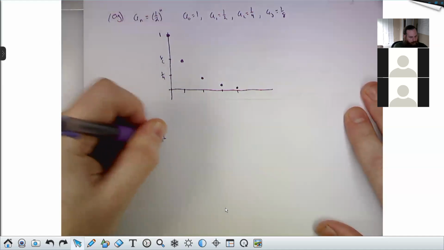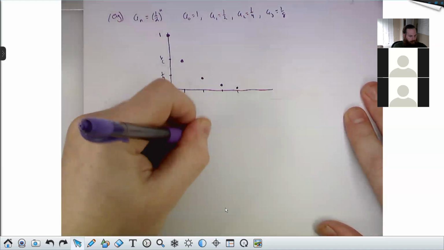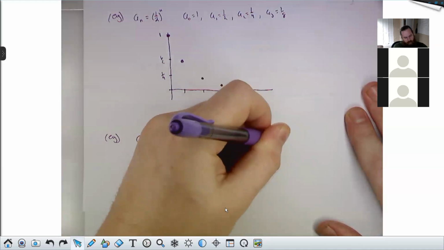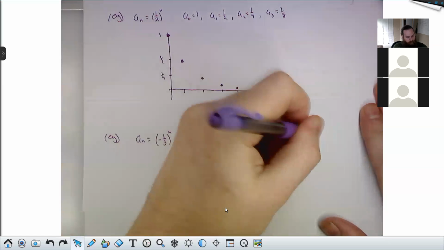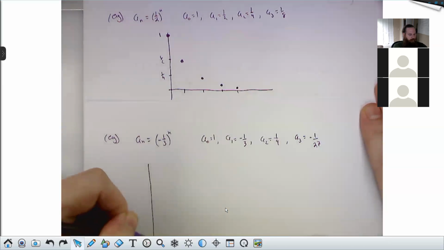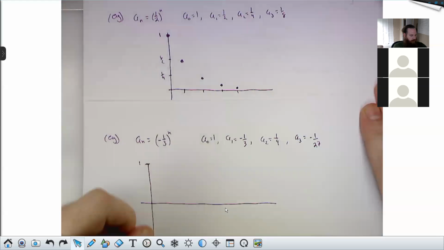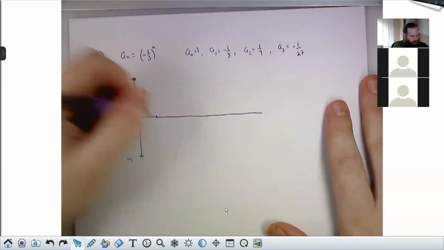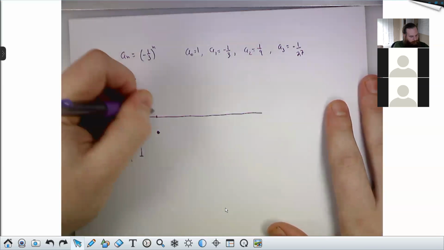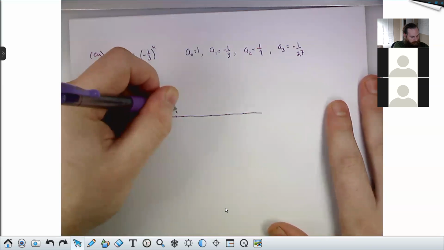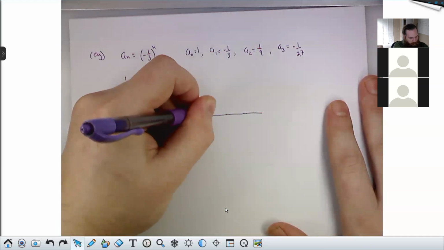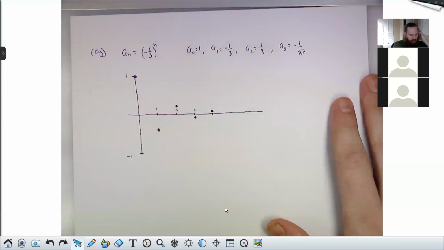What if I look at (-1/3) to the n? A0 again is 1. A1 is -1/3. A2 is +1/9. A3 is -1/27. This fellow's graph looks like this. A0 is 1. A1 is -1/3, so like right here. A2 is +1/9, which is like right here. A3 is -1/27. The next term would be so close to 0, I don't have room to write the number. This guy's also getting closer and closer to 0.